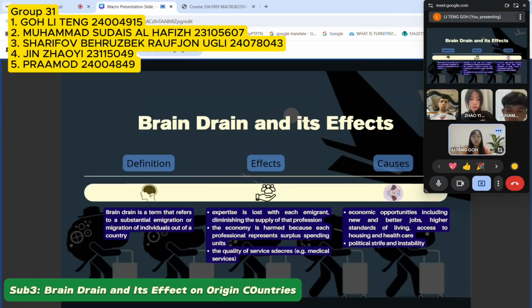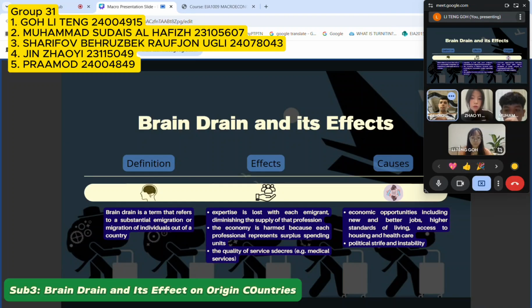Sure. We will move to the third subtopic, which is brain drain and its effects on origin countries. What do you think, guys? What is brain drain overall? I think the number of professionals in the country decreases. Yeah, when high-skilled people of a country move to other countries, especially in social services, for example healthcare, when doctors in developing nations move to the developed part of the world for better job opportunities, like high payment, high living standards, and so on.